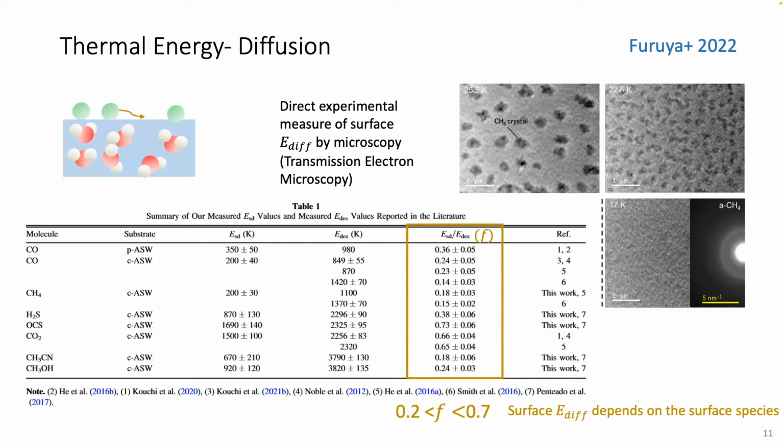What they found is that the diffusion energy is not a constant fraction of the desorption energy. You really have a change here from 0.2 to 0.7. So it depends on the surface species. That's an interesting result. And I guess that they will do more studies afterwards.